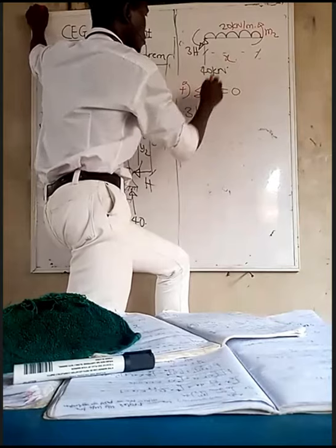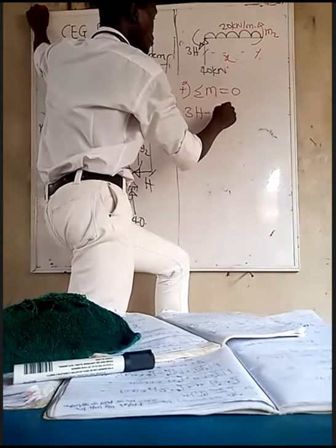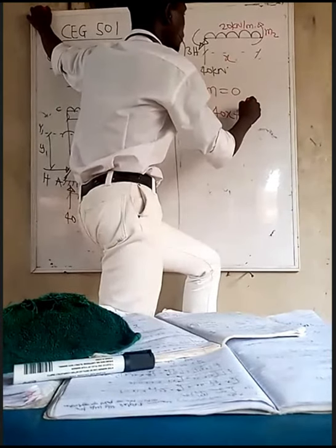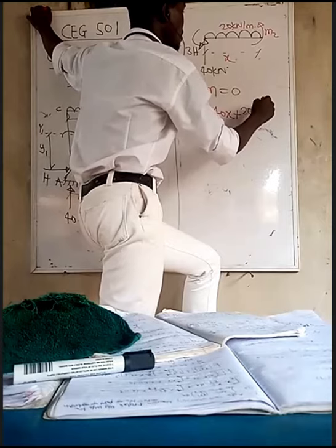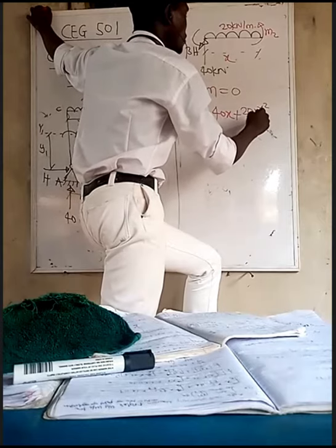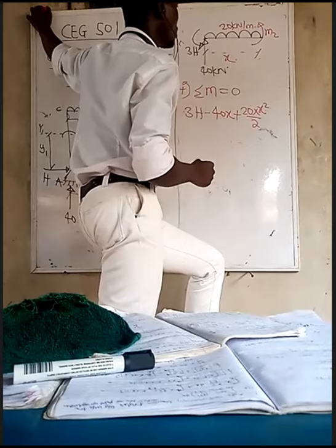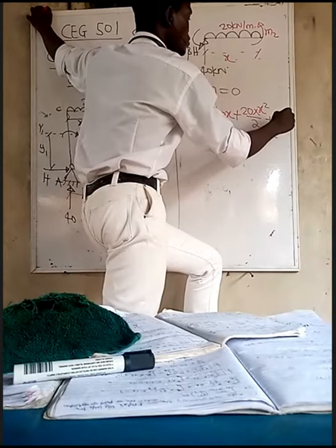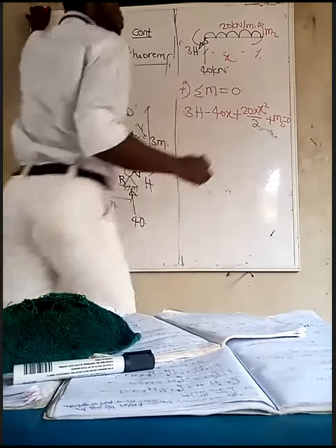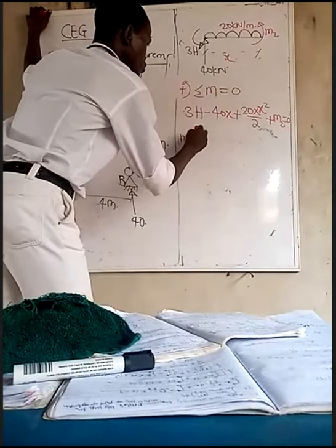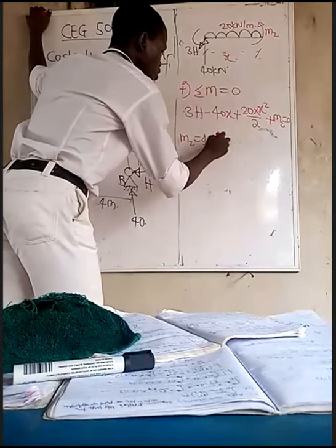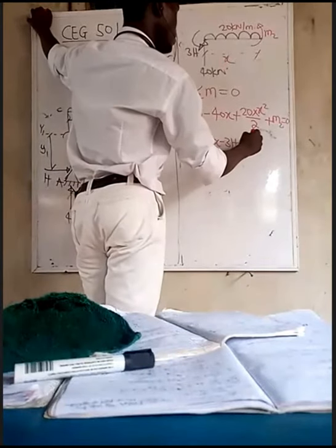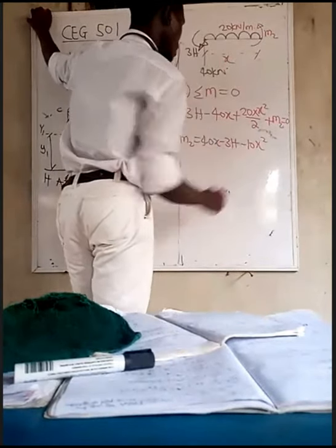3H, this clockwise, minus 40X, then plus 20 times X squared all over 2, then anticlockwise M2 also, minus M2 is equal to 0. So that means our M2 will be equal to 40X minus 3H, minus 10X squared.